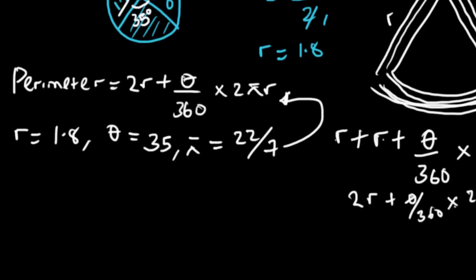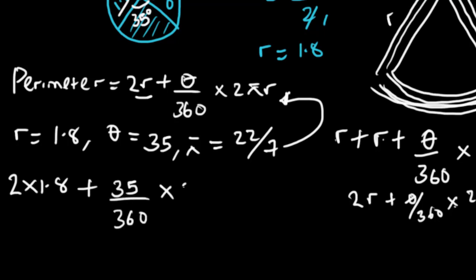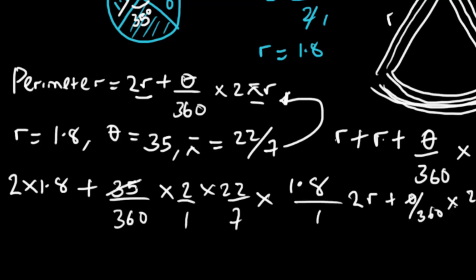What would we have? 2r, so I have 2 times 1.8, plus theta, which is 35/360, times 2 times pi, which is 22/7, times radius, which is 1.8. Now let's put over 1/1. 5 in 35 will give me 7. 5 in 36 will give me 7, remainder 1. 5 in 10 will give me 2.